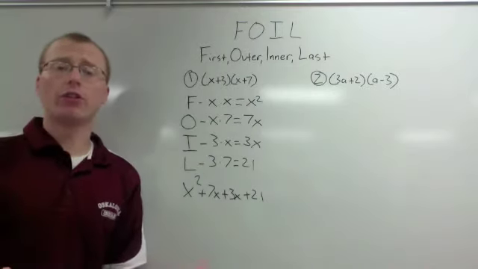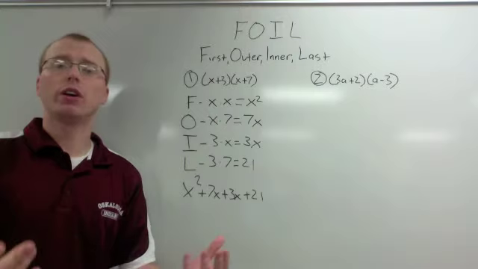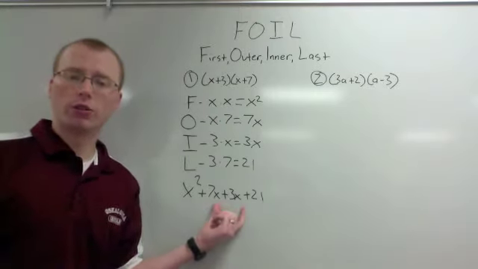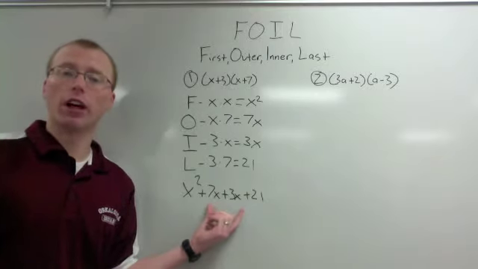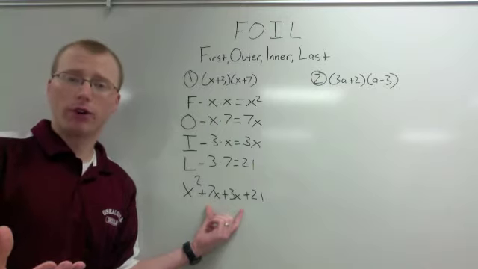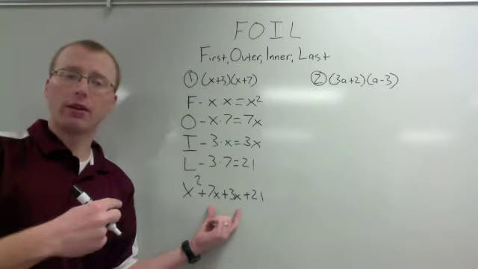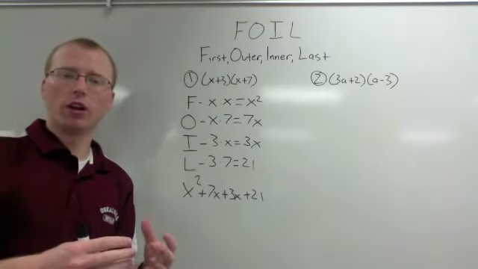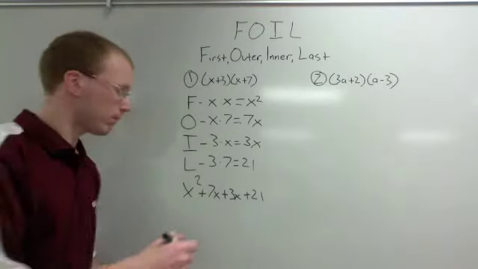Now, after you add your four products together, you want to see if you can combine any like terms. If we notice here, our middle two terms, 7x and 3x, are like terms. They are both x to the first power. And so we can combine them. And this is true anytime you do FOIL, your outside and your inside terms will combine.